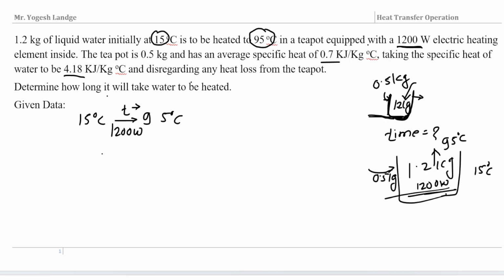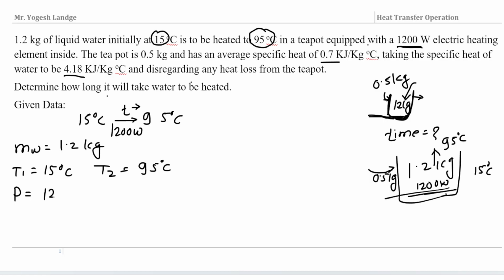So here, simply, let's write the data which is given. Let's consider the mass of water, which is 1.2 kg. Then they give the initial temperature T1 of 15 degrees Celsius, and the final temperature to be reached is 95 degrees Celsius. The power of the heater, which we note by P, is 1200 watt. So these are the data for the water.